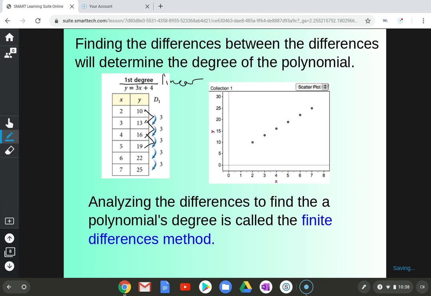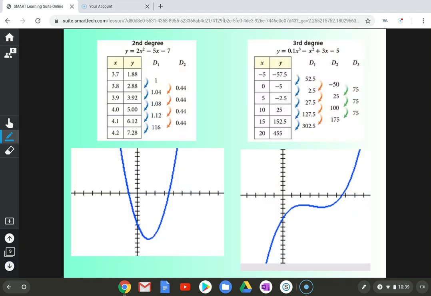All right, we're going to learn how to find some higher degree polynomials using what's called the finite differences method, which is kind of fun. I think you'll like it. Now the x's don't have to go by ones. If you notice here, they're going by 0.1. As long as these are evenly spaced, it's fine. They don't have to be by 1, they just have to be evenly spaced.